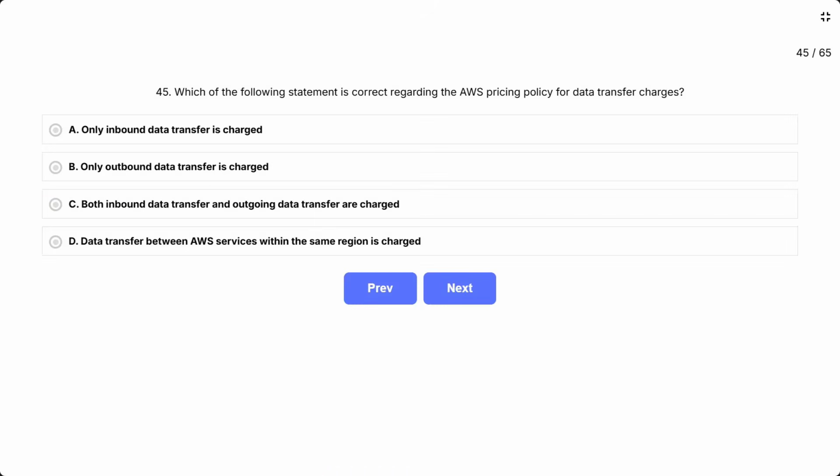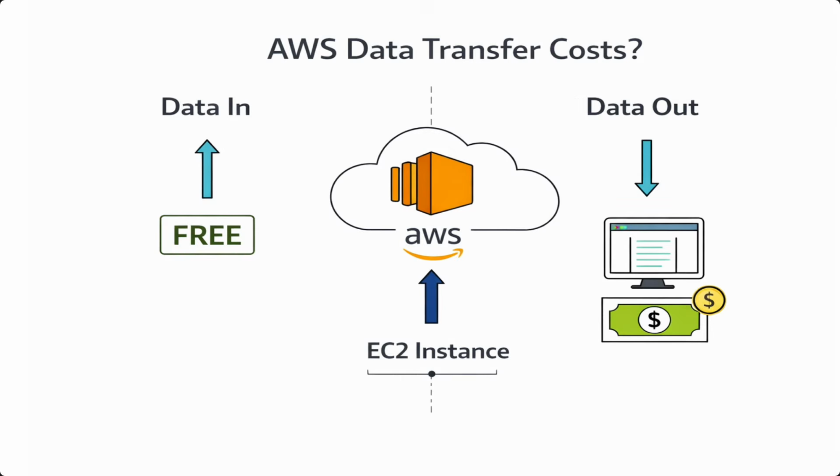Question 45. Which of the following statements is correct regarding the AWS pricing policy for data transfer charges? A. Only inbound data transfer is charged. B. Only outbound data transfer is charged. C. Both inbound data transfer and outgoing data transfer are charged. D. Data transfer between AWS services within the same region is charged. This question is asking how AWS bills for data moving in and out of AWS services. In simple terms, does AWS charge me for uploading data to AWS, downloading data from AWS, or both?